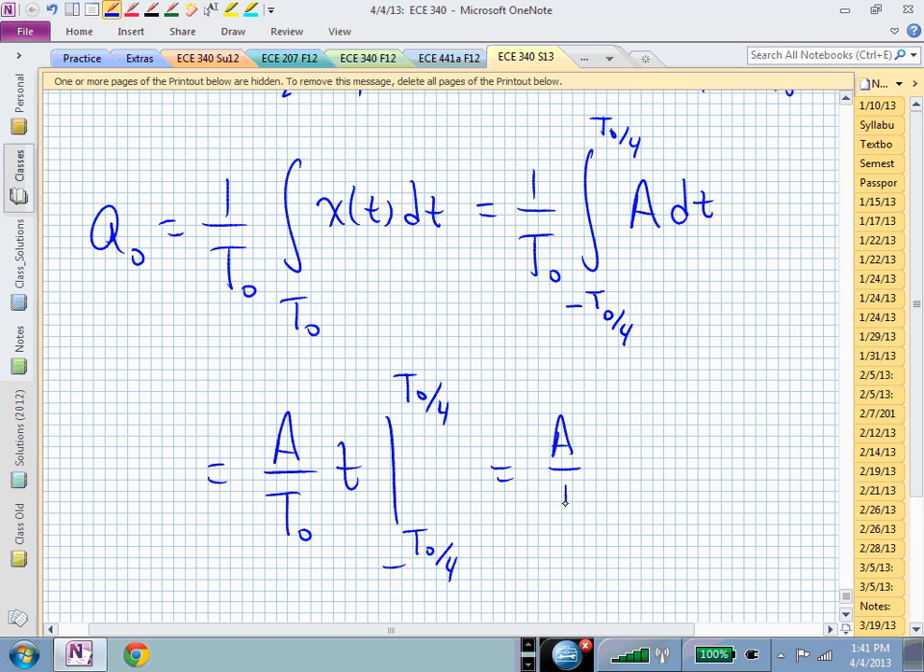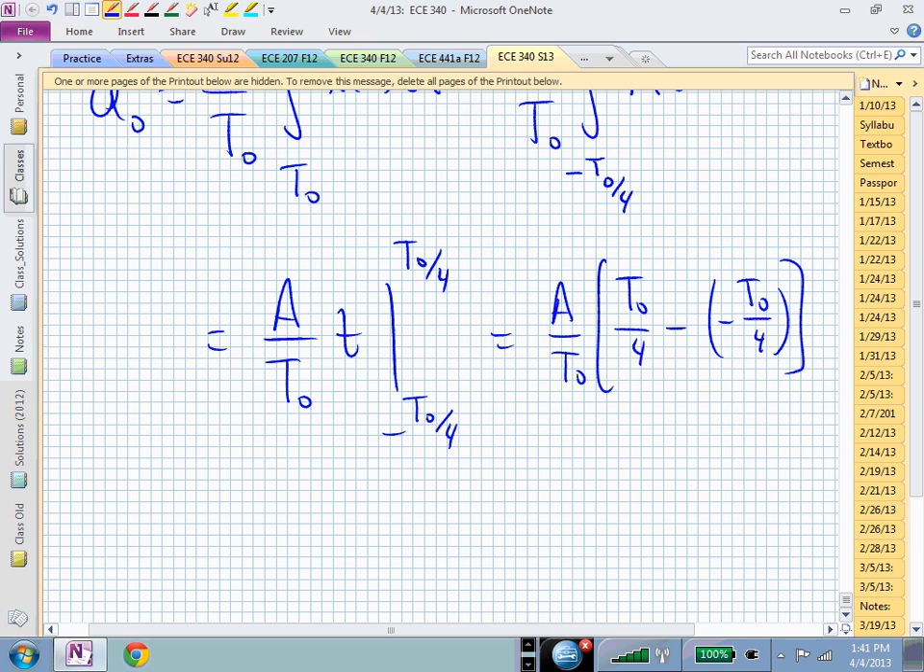Or this is now A over T naught, T naught over 4 minus minus T naught over 4. Doing this as long as we can, right? The T naughts cancel, or maybe I don't want to see that just yet, but what's inside the square bracket? T naught over 4 plus T naught over 4, which is T naught over 2, and that's what I expected for an average value. So my algebra or my calculus verifies my gut, my instinct, my intuition. Yes?